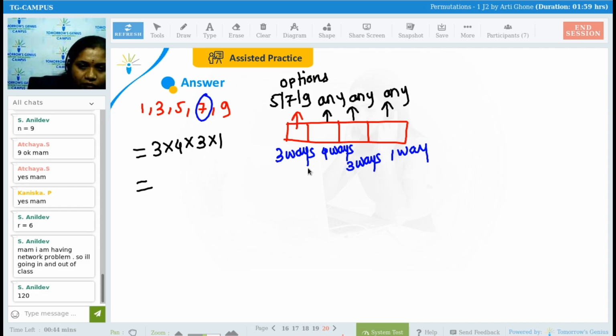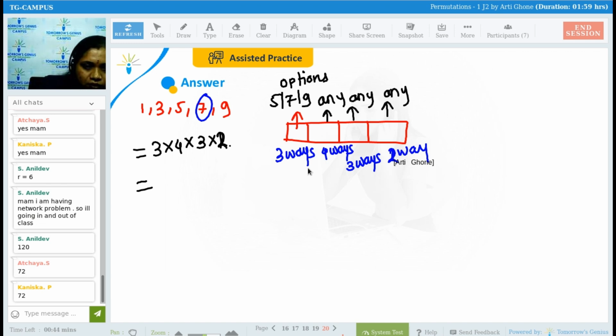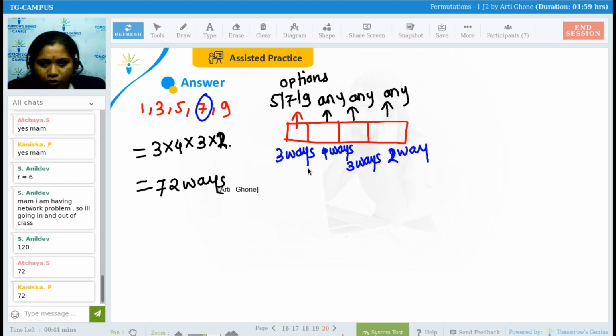Sorry, 2 will be left, right. 1, 2, 3, 4, 5. So here it is 4, 3, and 2 will be the last one. Okay, answer. Answer, please. 72. Okay. Now, I'm changing the JEE 2023 question for you.